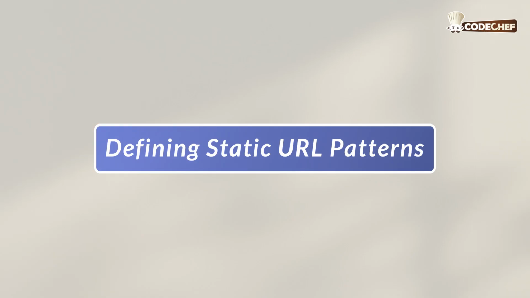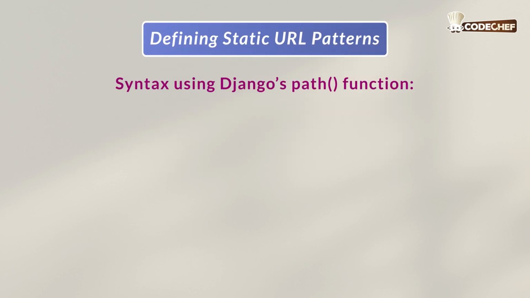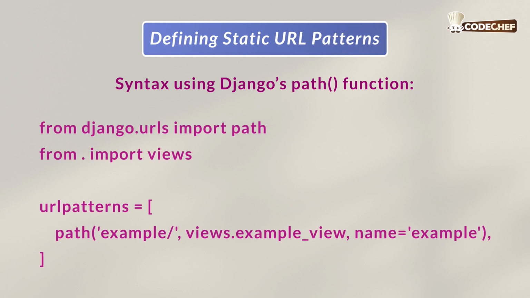So let's understand how to define static URL patterns in Django. The syntax for defining static URL patterns using the path function is given over here. What we mean by static route is a fixed path that points to a specific view function. So let's look at the syntax. Whenever we work with URLs, we have to import the path class from Django. So we always start by importing the path class from Django. And also we have to import all the views into this urls.py file. So from . import views means import all the views that are available in our project.